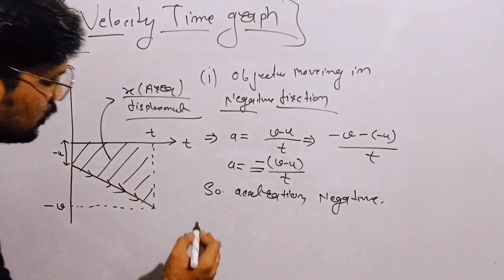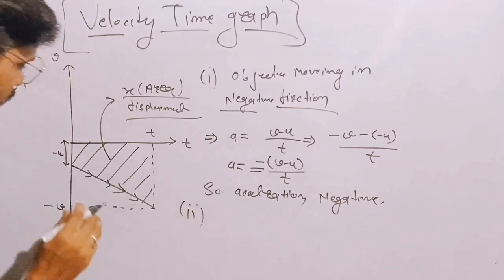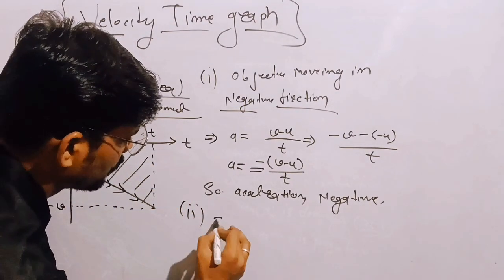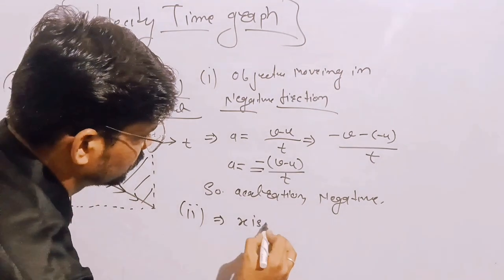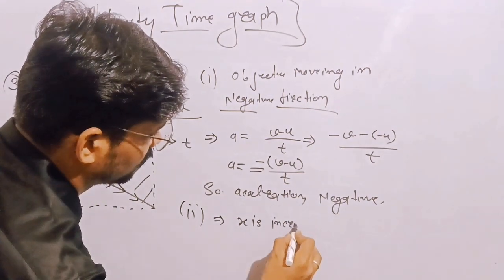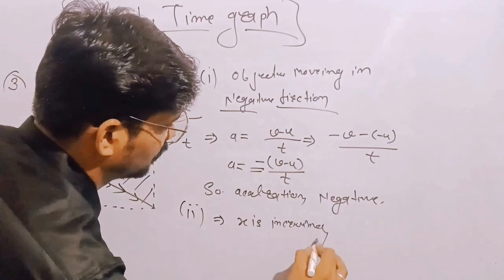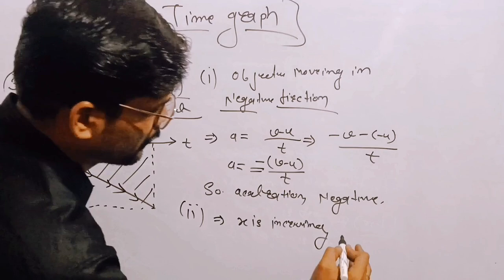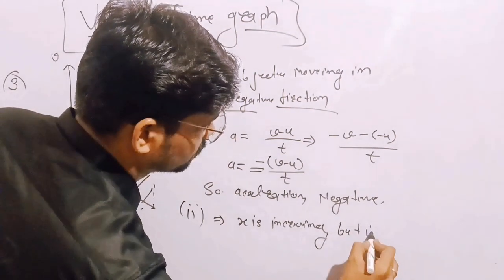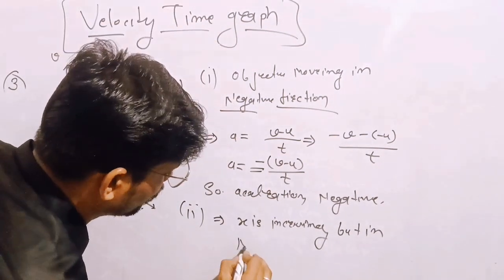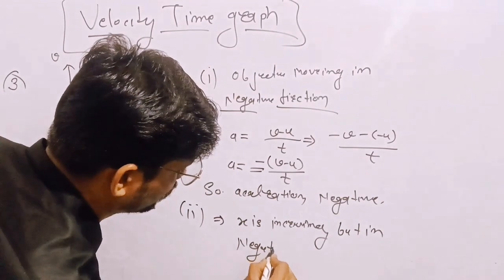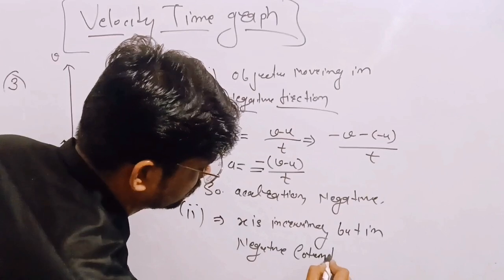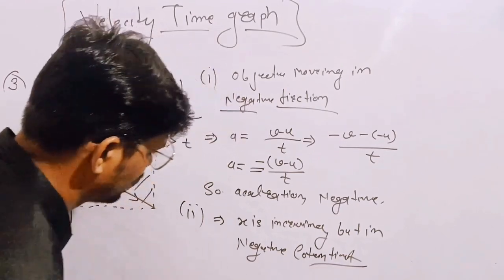So taking the second term, displacement is increasing. Displacement x is increasing in the third quadrant, but the acceleration is going to the negative direction because this line is in the fourth quadrant.